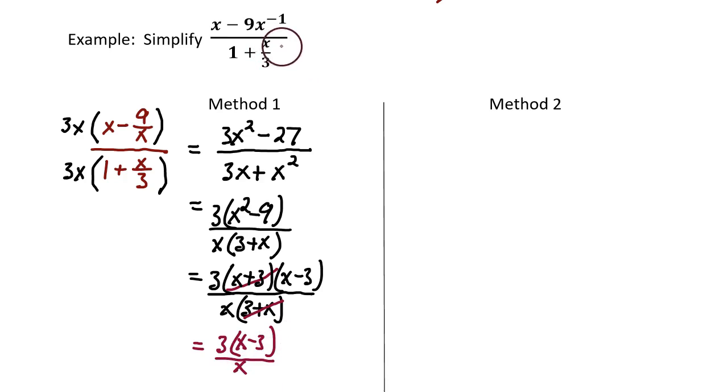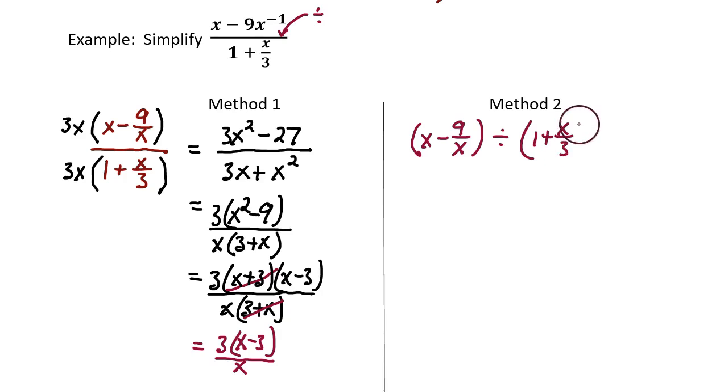Let's do the same problem, but with method number 2. We're going to rewrite that bar as that kind of division symbol. And let's fix that negative exponent at the same time. So x minus 9 over x divided by 1 plus x over 3. This division problem is equivalent to this division problem. The only difference is that that long division bar has been written as that kind of division symbol.